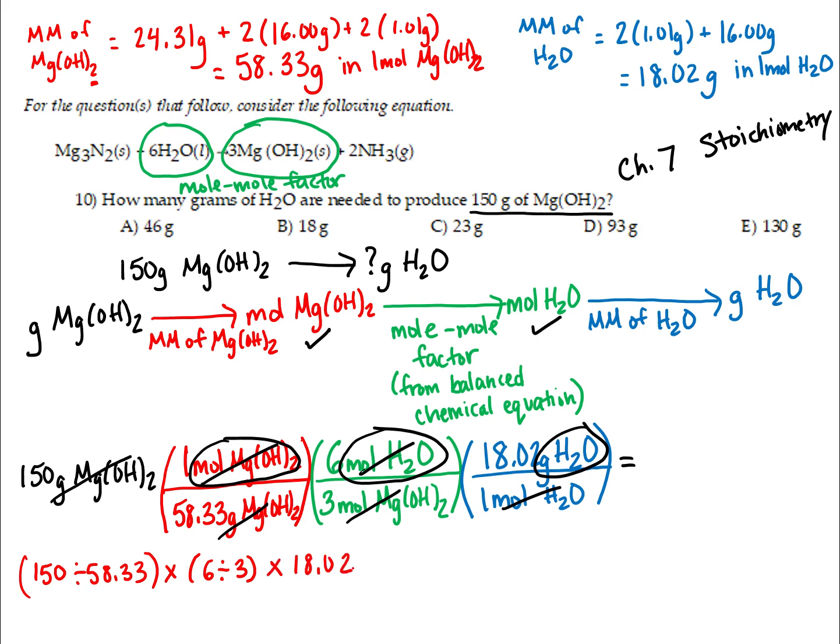That's what you'd put in your calculator. And when you do that, your calculator answer will be something like 92.678, a bunch of other numbers. Okay? We're going to round that to 93 grams. That's letter D.